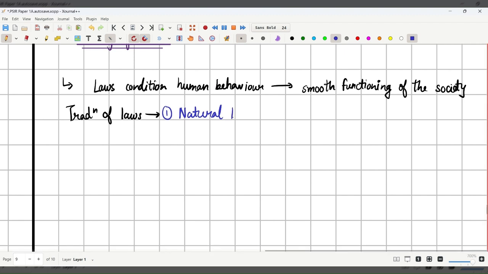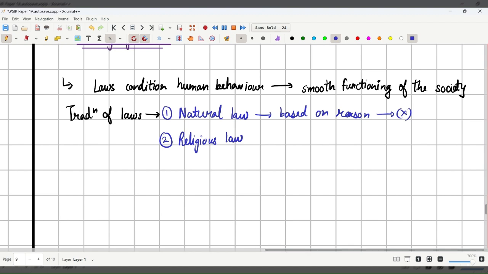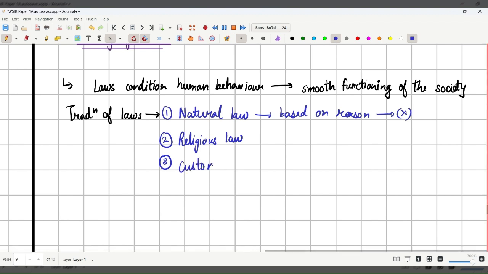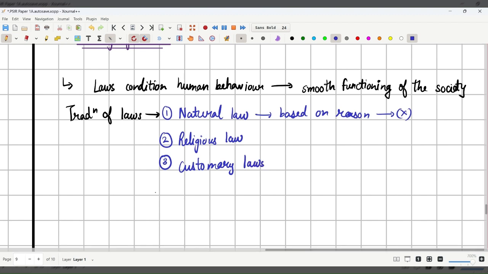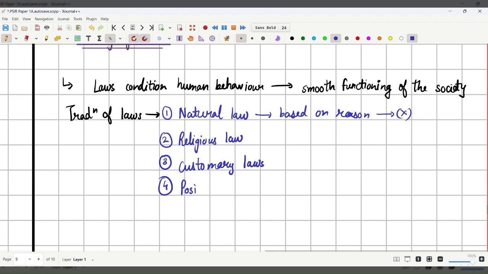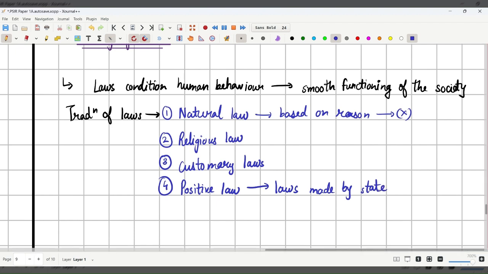which is based on reason, and Hobbes does not recognize it. Then the second is religious law, which means it is based on the book of religion. Then customary law, based on customs and traditions. Then next is positive law, which means laws made by the state are called positive laws.